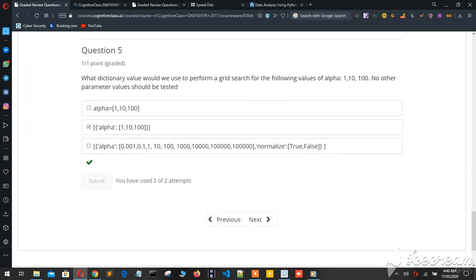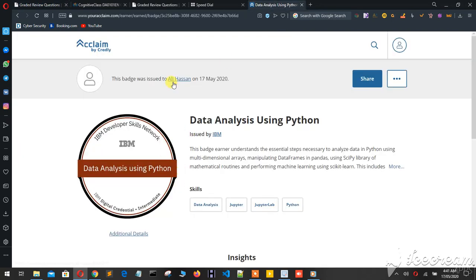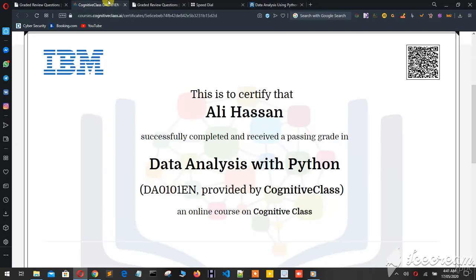In the fifth module, the alpha options are 1, 10, and 100. Only the second option is the correct one for the sake of goodness. And that is our answer. The fifth module is completed right now. And now the course Data Analysis with Python is completed. So let's get started with the new course.